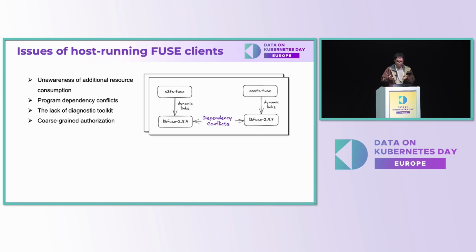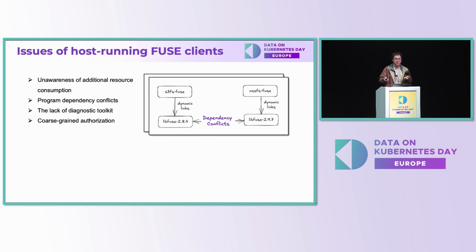And secondly, Fuse client evolves with new features and optimizations. Different versions of Fuse clients lead to dependency conflicts. For example, Fuse clients for S3 bucket and for Alibaba Cloud's object storage have different versions of libfuse dependency. That means it might not be a good idea to start them both on the same node because there might be some compatibility issues. Thirdly, it is hard to diagnose a host running Fuse client. Fuse client, as we talked about before, translates a remote storage to a local file system.